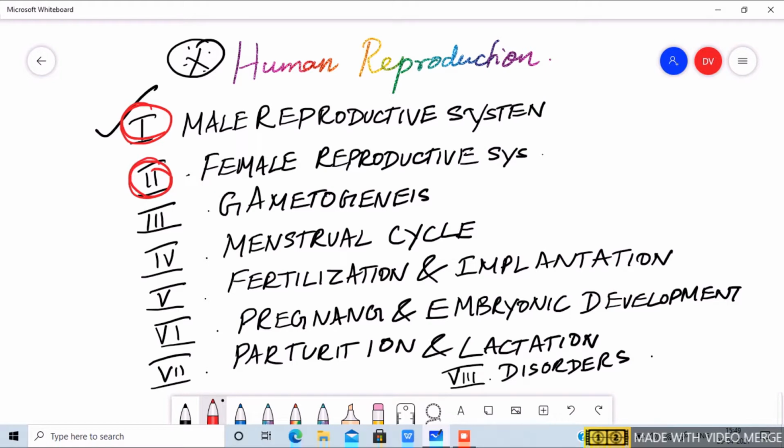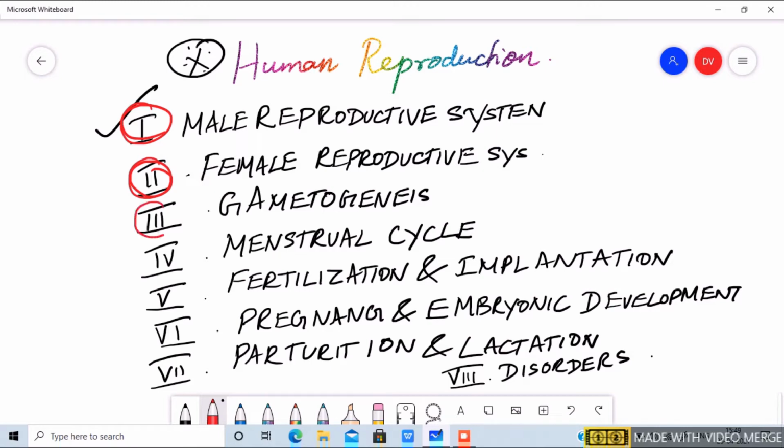If you ask me what exactly we will be learning in the male reproductive system: the primary sex organ, which is the testis, followed by the accessory ducts and glands, semen, sperm, and the external genitalia. All that we'll be learning. And the same with the female reproductive system: the primary sex organ, accessory ducts and glands, and the external genitalia.